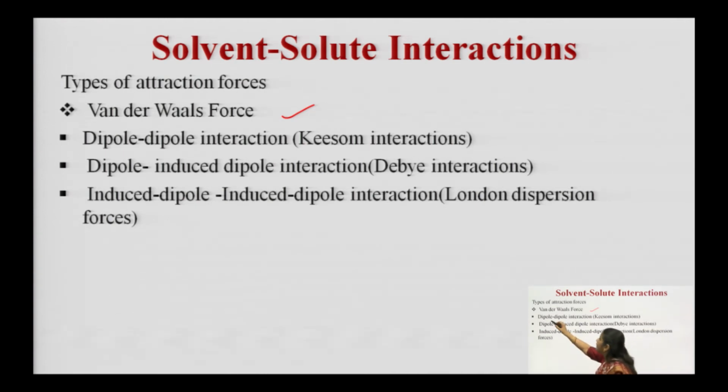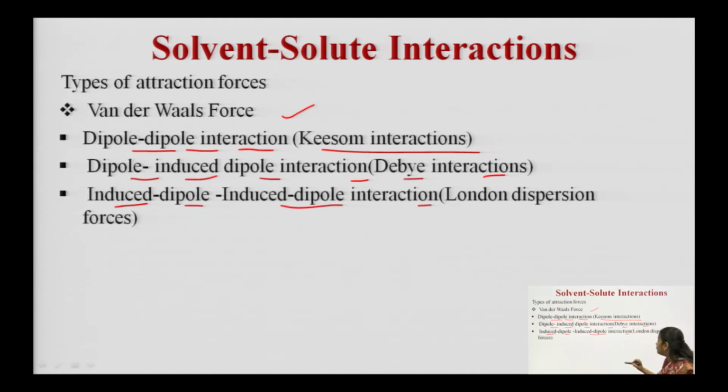One is dipole-dipole interaction, which is also known as Keesom interaction. Then there is dipole-induced dipole interaction, which is called the Debye interaction. Then you have induced dipole-induced dipole interaction, which is also known as London dispersion force. We will start with dipole-dipole interaction. When we discuss this, first we should understand what a dipole is.